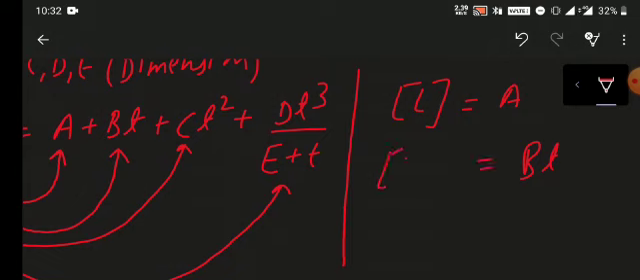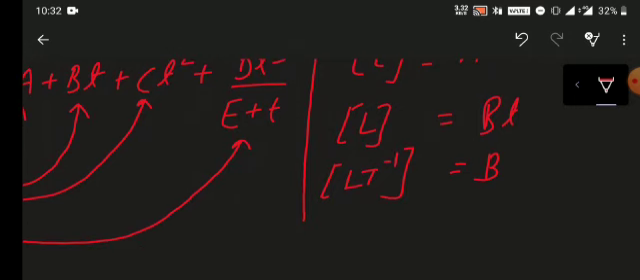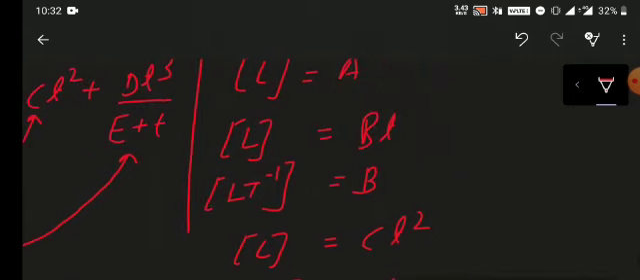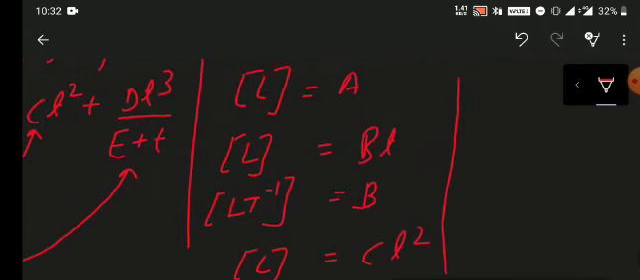We know that position has the dimension of length. So L is equal to a, so the dimension of a is L. Now bt is equal to L, so b is L T minus 1. Now the third term ct square is equal to L, so c has the dimension of L T minus 2.